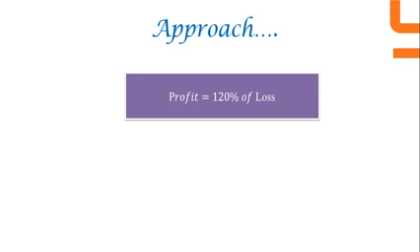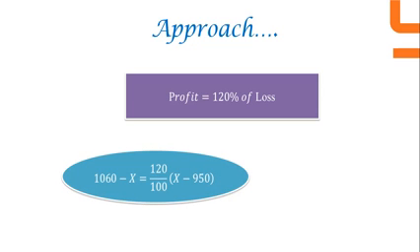So 1060 minus X equal to 120 by 100 into X minus 950. This is the equation you have got. X is the only unknown in this equation, and you can find the value of X by cross multiplying 100 to LHS and then solving. So you get the answer as X equal to 1000. That is, the cost price is 1000 rupees.